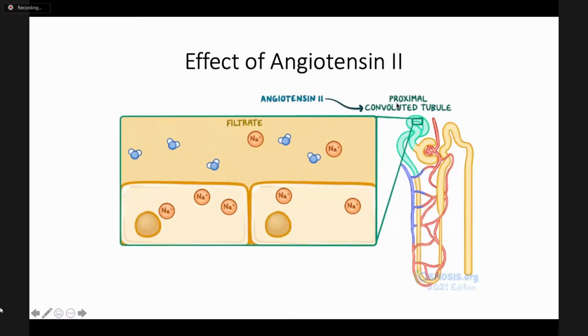So at the proximal convoluted tubule, PCT, right after the glomerulus here, angiotensin 2 will increase the reabsorption of sodium into the cell, so water will follow. So at the PCT, angiotensin 2 will increase the reabsorption of water and sodium, therefore it will help to increase your BP. So that is the third action of angiotensin 2.